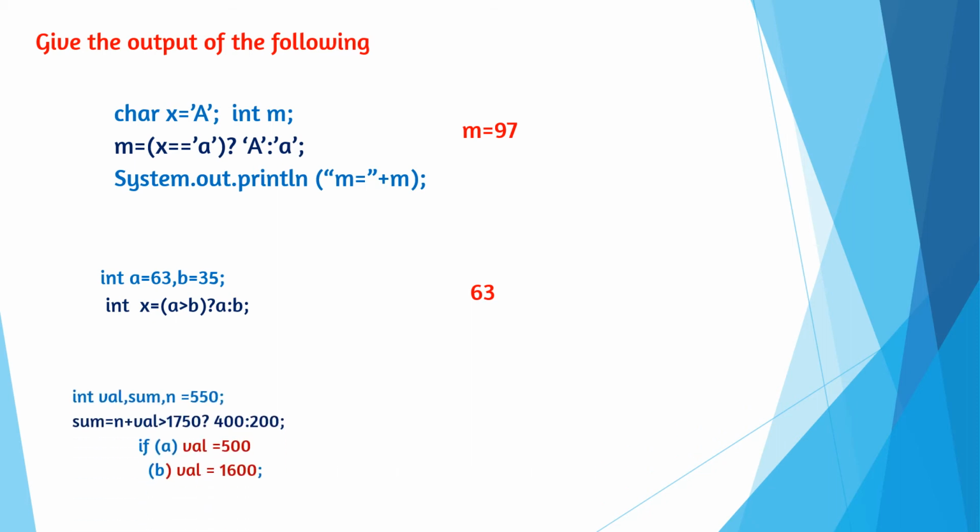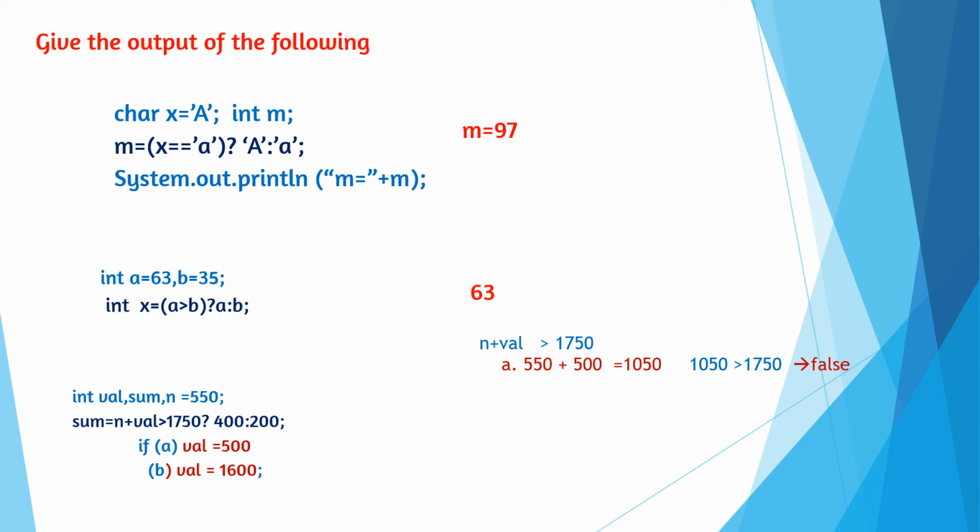Now the next question: int val, sum, n. That means here we are declaring three variables, and in n we have stored 550. Now the condition is n plus val. We have to find the value of n plus val. Is n plus val greater than 1750? If it is greater, 400 will be stored. Otherwise 200 will be stored. Two options means two answers. Three options means three answers. So we have to analyze the question with each option.